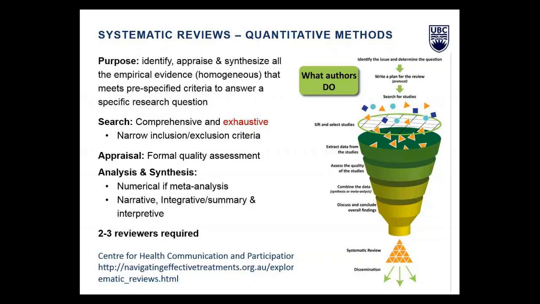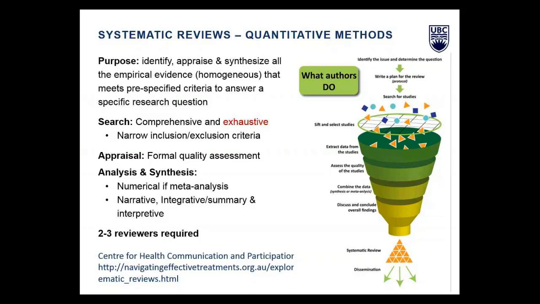The appraisal, you definitely follow these formal quality assessments, the ones that Susan went over. The most common one that you will have seen is the Cochrane risk of bias tool. So that's mostly, actually always, for the evaluation of experimental research, intervention research. You will see it used incorrectly for the evaluation of many other types of research, though.